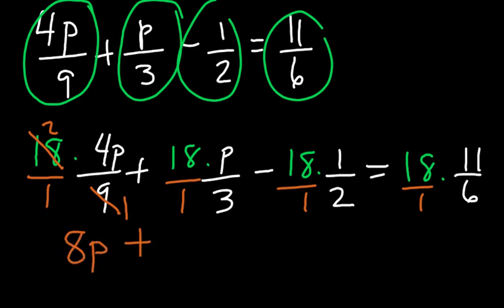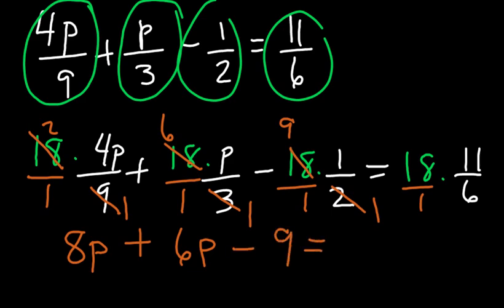Okay? 3 goes into 18 6 times, so that's a 1, that's a 6. We're canceling. 6 times p is 6p. Okay? 2 goes into 18 9 times, so cancel 1, cancel 9. 9 times 1 is 9. And 6 goes into 18 3 times, so that's a 1 and a 3, and 3 times 11 is 33.